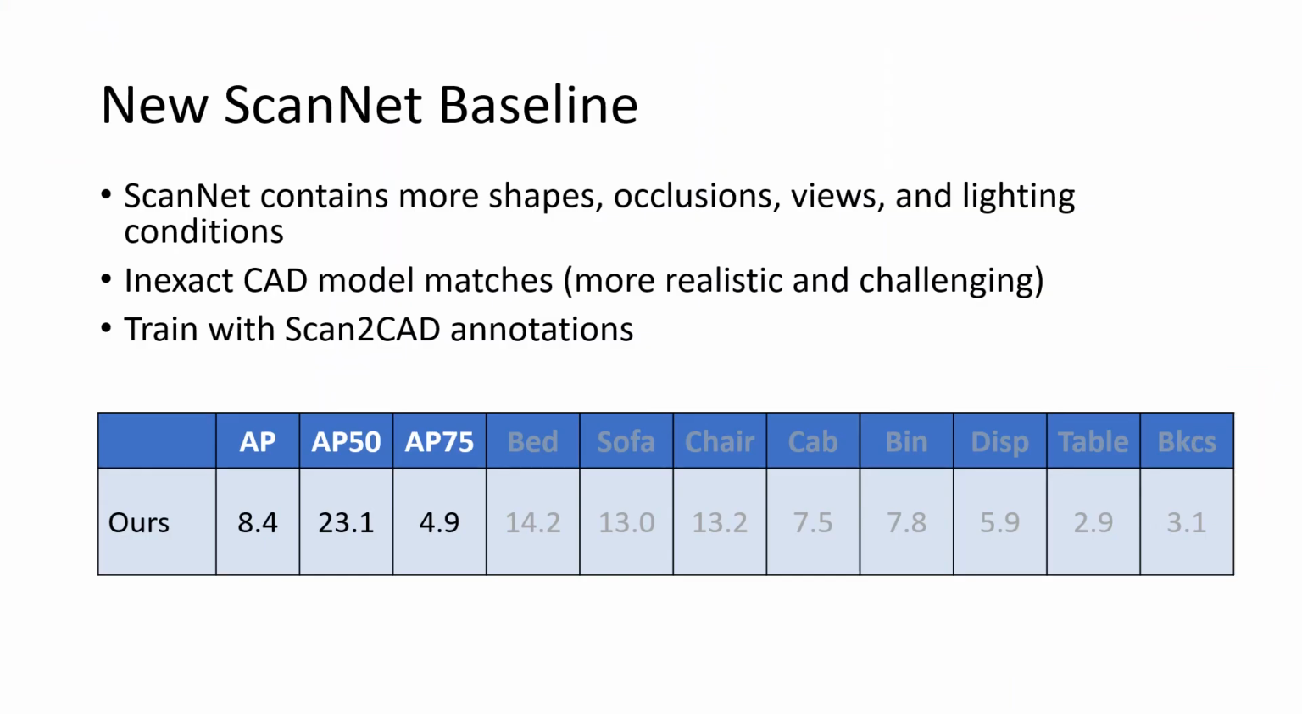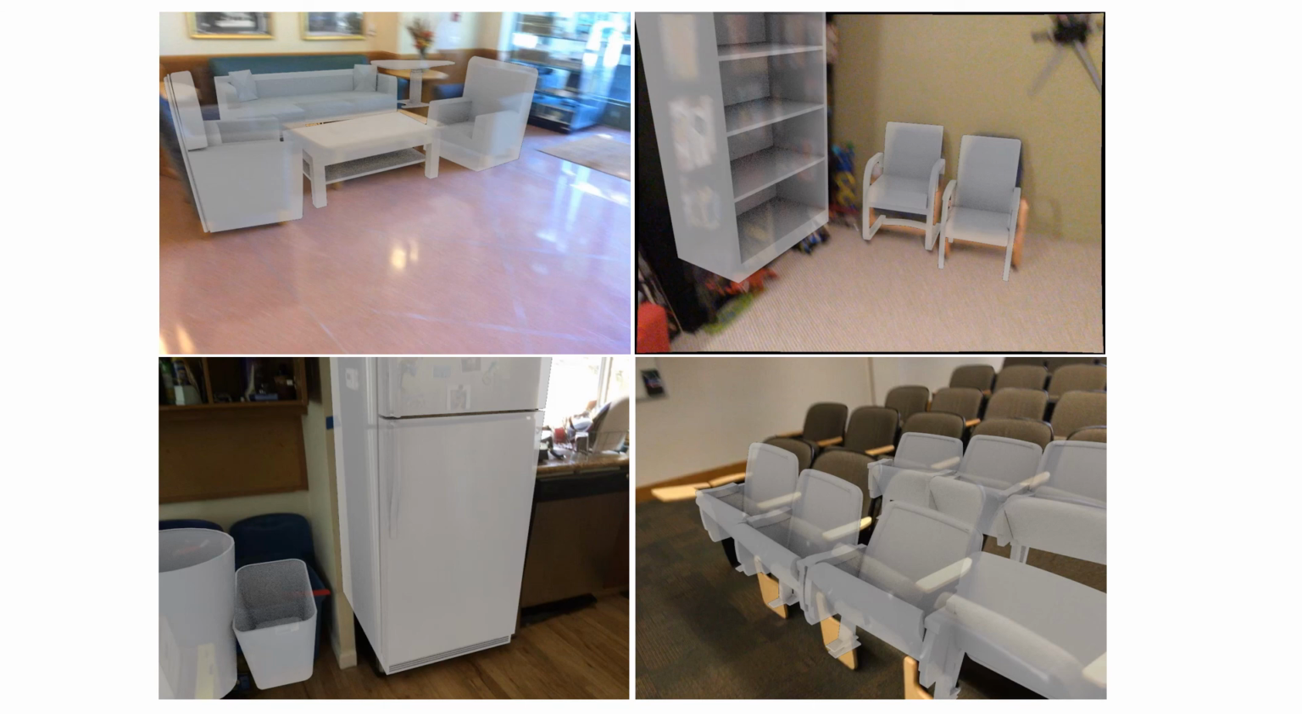Finally, we propose a new baseline on ScanNet because the dataset contains more shape, occlusion, view, and lighting condition variety. It also has inexact CAD model matches, which presents additional challenges. We train the model on Scan2CAD annotations. Even under notable clutter, we can still predict the shapes of many objects accurately.